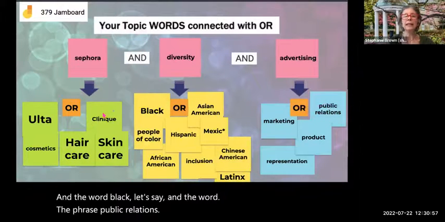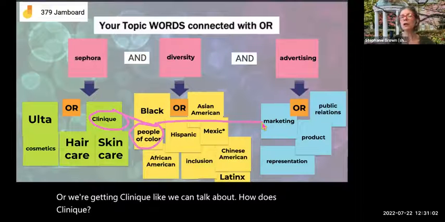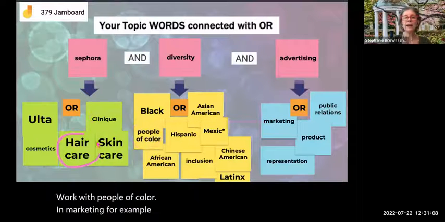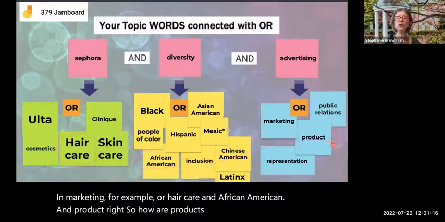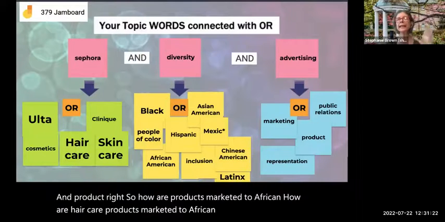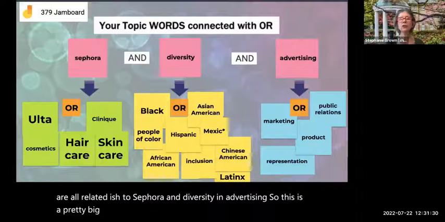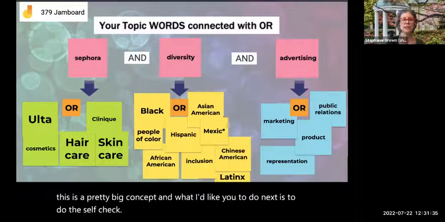Or we're getting Clinique, like we can talk about how does Clinique work with people of color in marketing, for example, or hair care and African American and product, right? So how are hair care products marketed to African Americans? And these are all related-ish to Sephora and diversity in advertising. So this is a pretty big concept. And what I'd like you to do next is to do the self-check to see how you're doing.